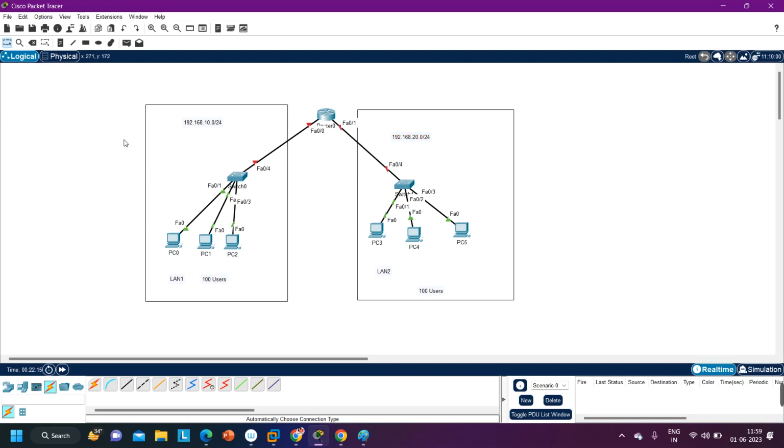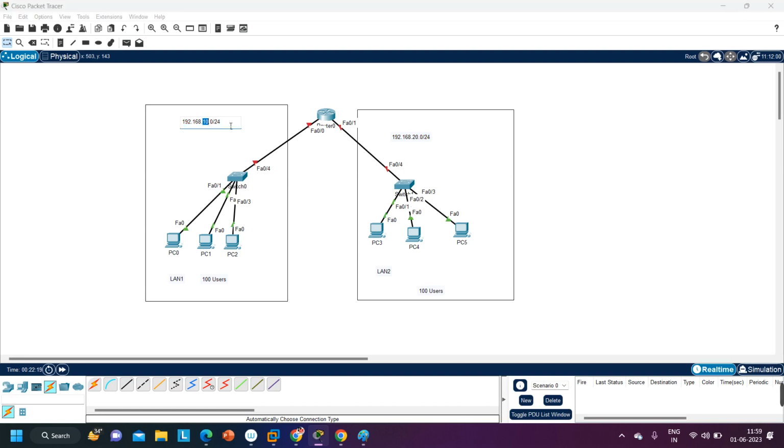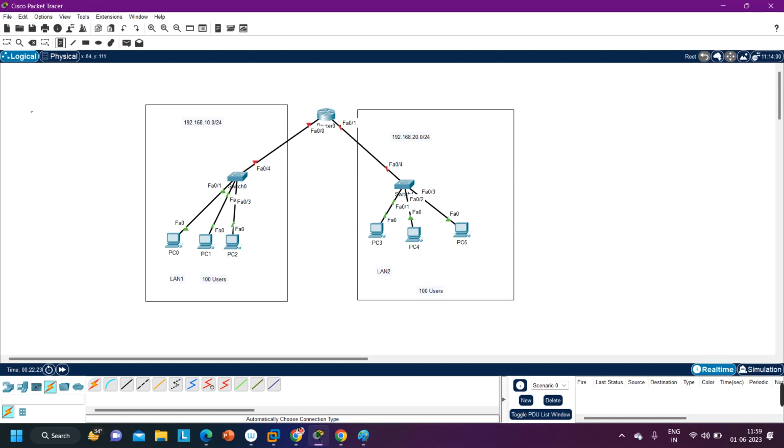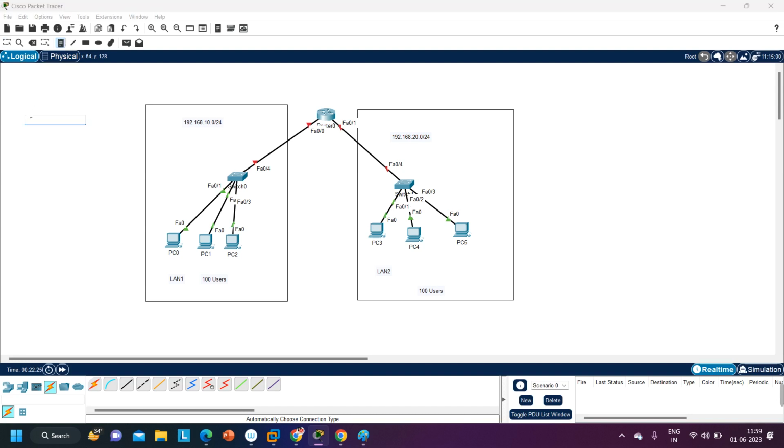So what can I do? I can divide this network into 2 parts. Now we need 2 networks. The total number of networks required is 2, so 2 power n should be greater than or equal to 2. So what will the n value be? N equals 1 or 2? It's 1. You need to borrow only 1 bit because you need only 2 networks.